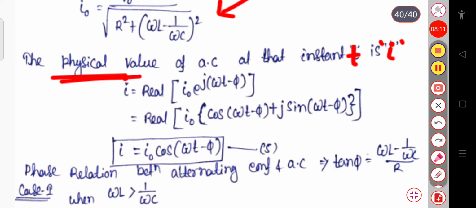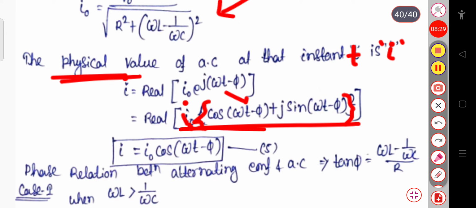So this will be equal to the real part of, in place of exponential j(omega t minus phi), we are substituting this term, that will be cos(omega t minus phi) plus j sin(omega t minus phi). Here I naught is the peak value of the current. So the real part will be equal to I naught cos(omega t minus phi). So this is the value of the current.